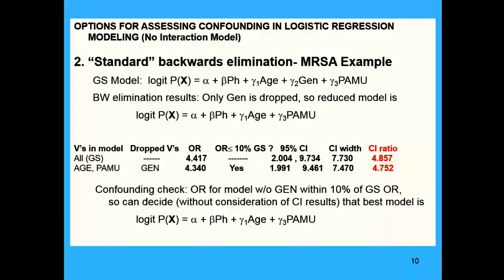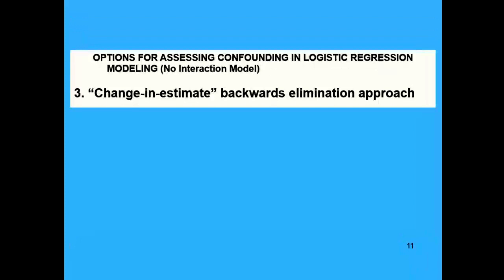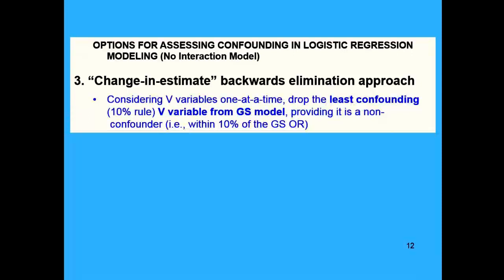Okay. So now let's look at approach 3. That's what I wanted to get at, the change in estimate backwards elimination approach. So this is one where you're not doing statistical testing to decide on how to move backwards from your gold standard model. So what does that mean? Let's talk about what that means. Considering the V variables one at a time, drop the least confounding variable, using whatever rule, the 10% rule, from the gold standard model, providing it is a non-confounder within 10% of the gold standard odds ratio.